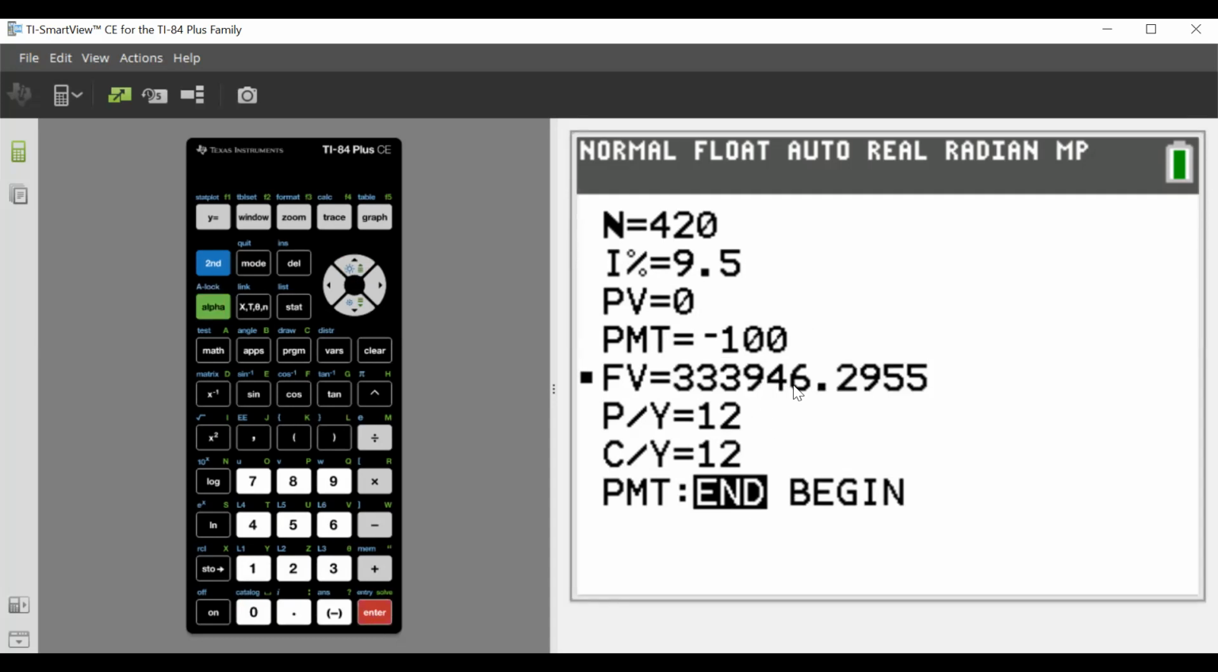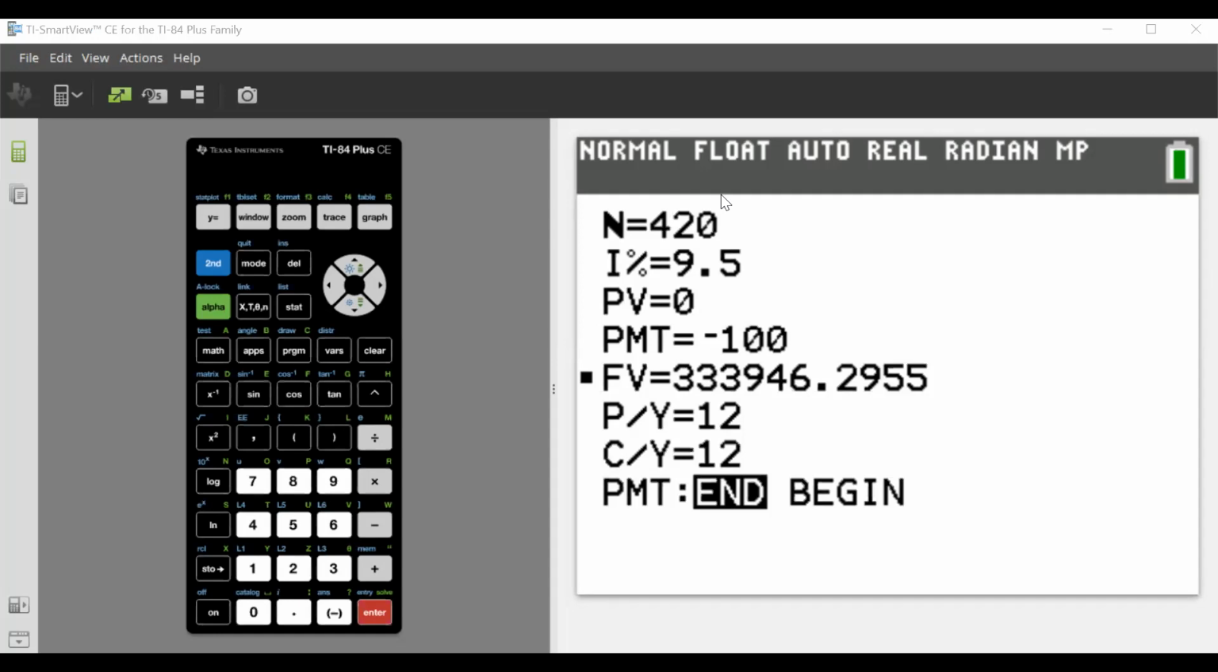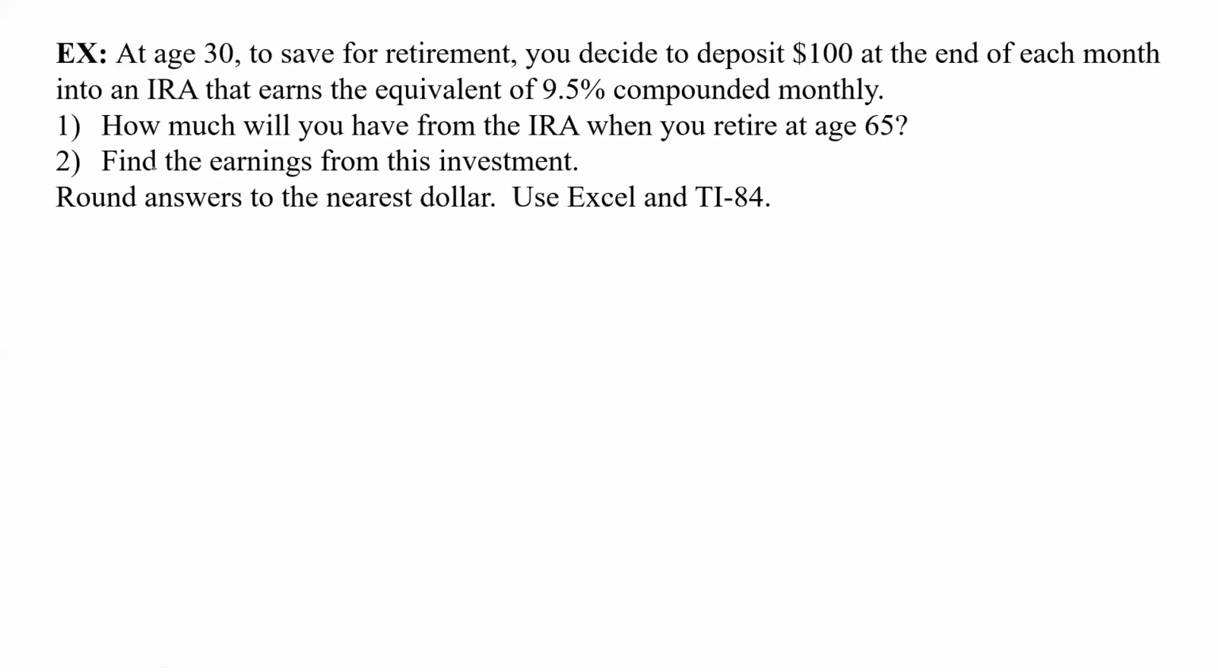So all that big formula we had, guess what? It's done all in the calculator and gives us the same value: 333,946.30, the same number we had before. So that works very well here. Okay, so again, with the TI-84, we get 333,946.30, or again, 333,946.